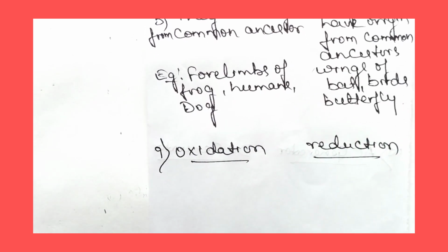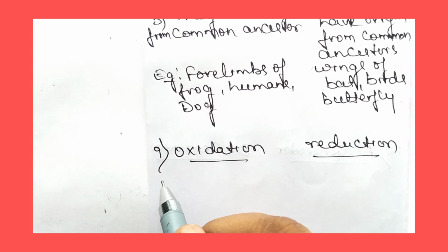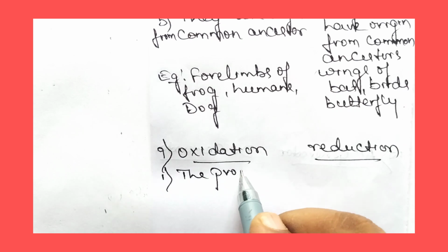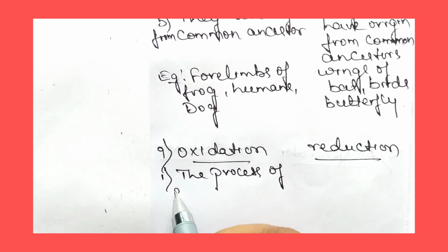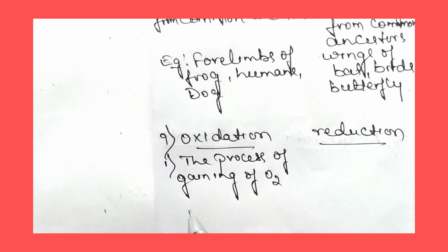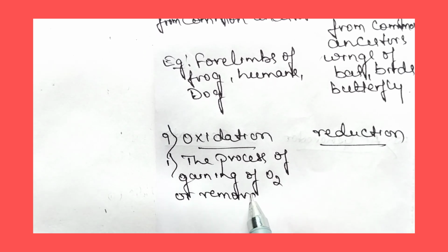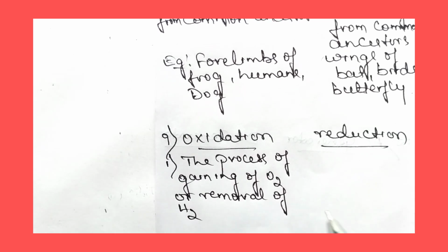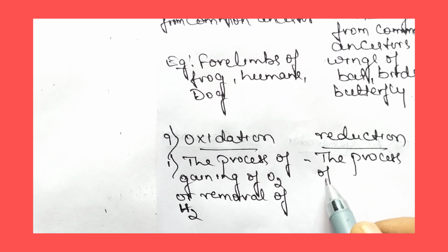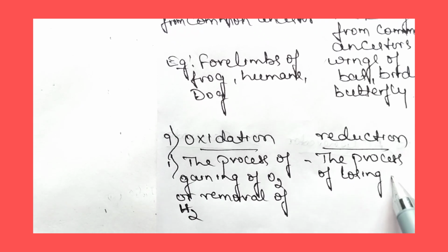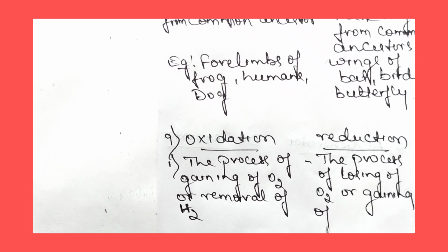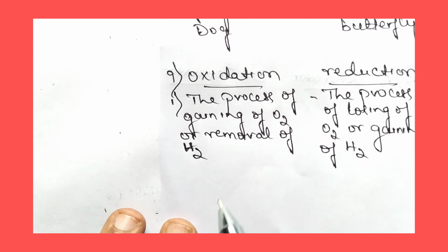Now let us move to the next one, that is, what are the differences between oxidation reaction and reduction reaction. Oxidation is the process of gaining of oxygen or removal of hydrogen. Reduction is the process of losing of oxygen or gaining of hydrogen. So this is the first one.